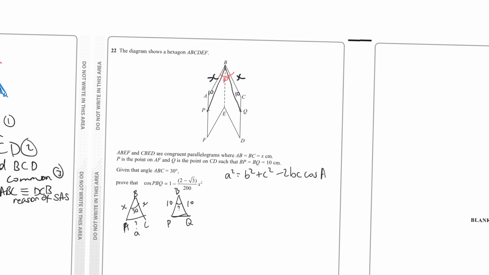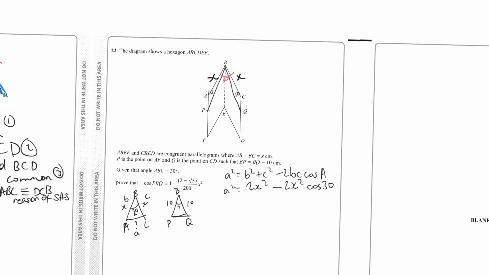So A squared is what we're working out, aka our A, and then we know what our B and C is. And then the big A is the angle 30. So A squared would be equal to X squared plus X squared, which is 2X squared, minus 2 times X, which is again 2X squared, then cos 30.